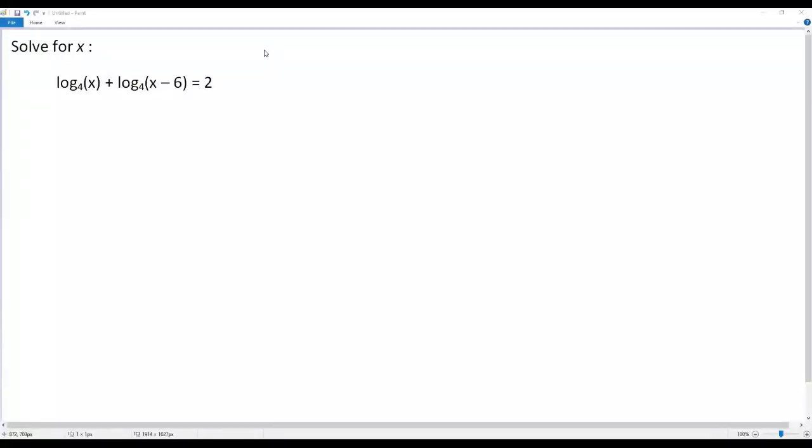Here we have a precalculus problem. That is, we have to solve the given logarithmic equation for x. Okay, now let me read the logarithmic equation once. Log base 4 of x plus log base 4 of (x minus 6) equals 2.